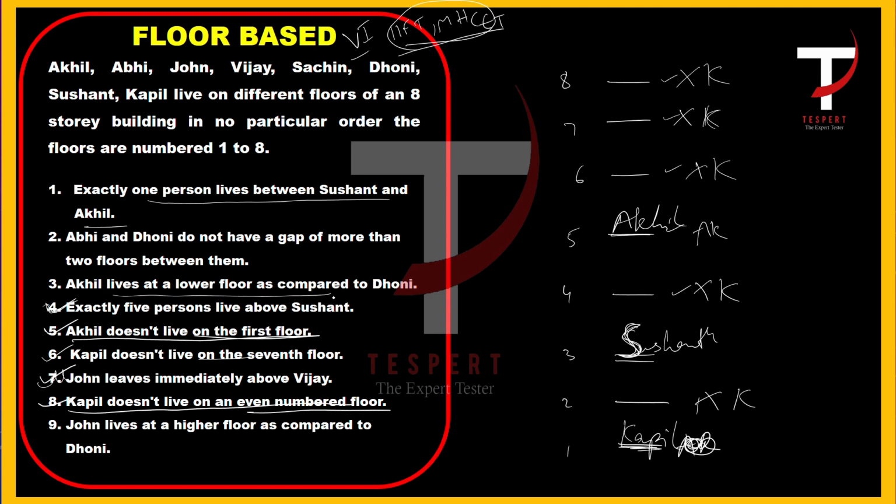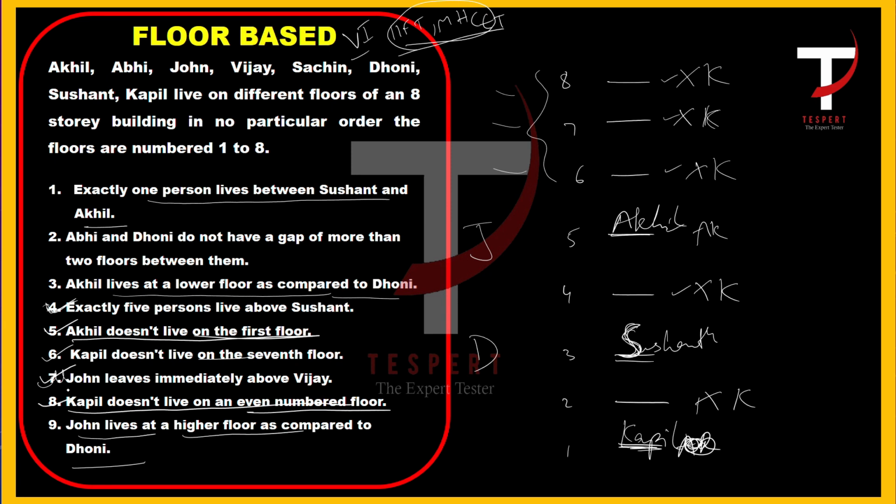So we shall move on to statement 3. Akhil lives at a lower floor as compared to Dhoni. So Dhoni must be above Akhil. So Dhoni must be in either the 8th, 7th or 6th floor. But if we consider statement 9, John lives at a higher floor as compared to Dhoni. So John comes here and Dhoni here.